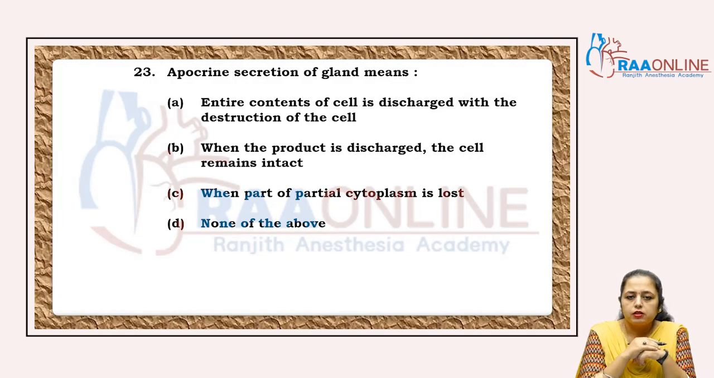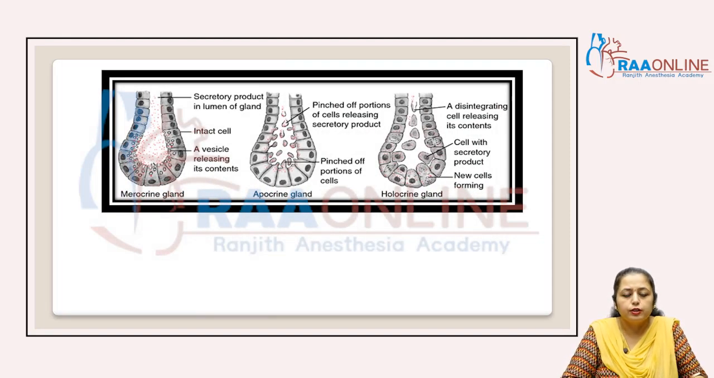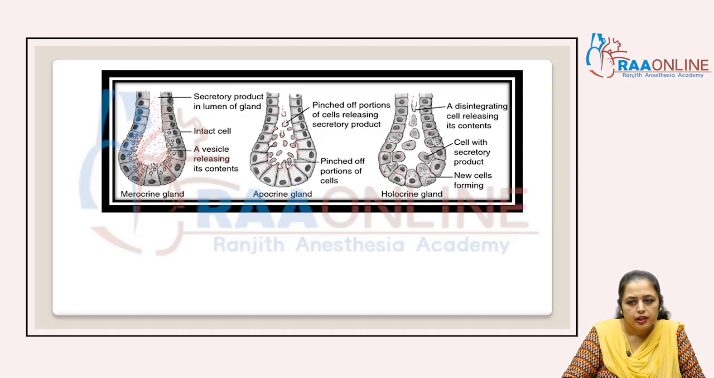As we already discussed in the glandular epithelium, on the basis of mode of secretion, there are three types of glands: holocrine, apocrine and merocrine. Holocrine, as its name suggests, the whole cell is destroyed to release its secretion. The cell with the secretory product detaches from its base, disintegrates and releases its contents.